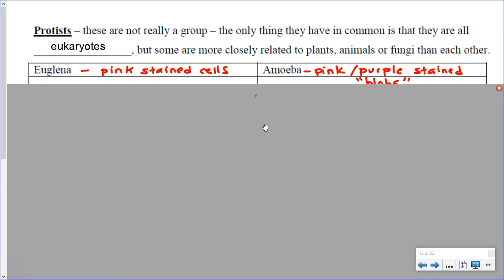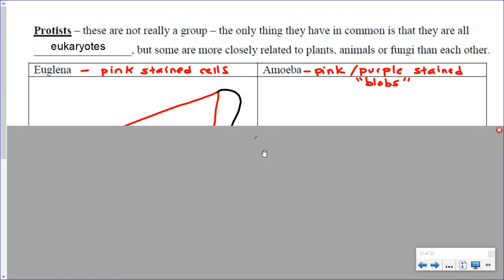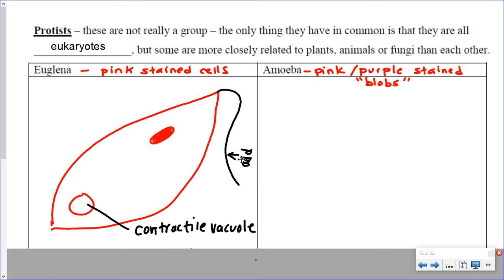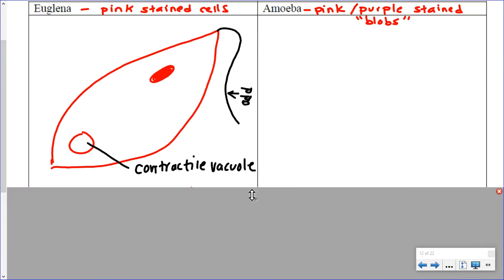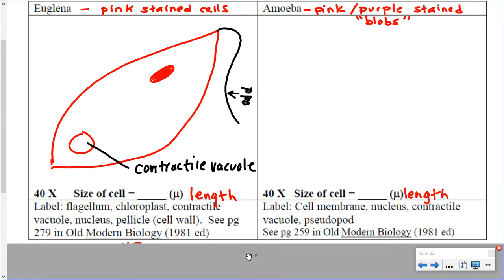So again, you're going to want to use either the textbook or the pictures to draw this. As it says, the euglena on the slides that I give you are pink stained cells. Amoeba are pink or purple stained blobs. And again, if you Google the images, it'll look kind of like this. You'll want to add this picture of the flagella, and you're going to identify the length, and then these are the different parts that you're going to also add. Okay?